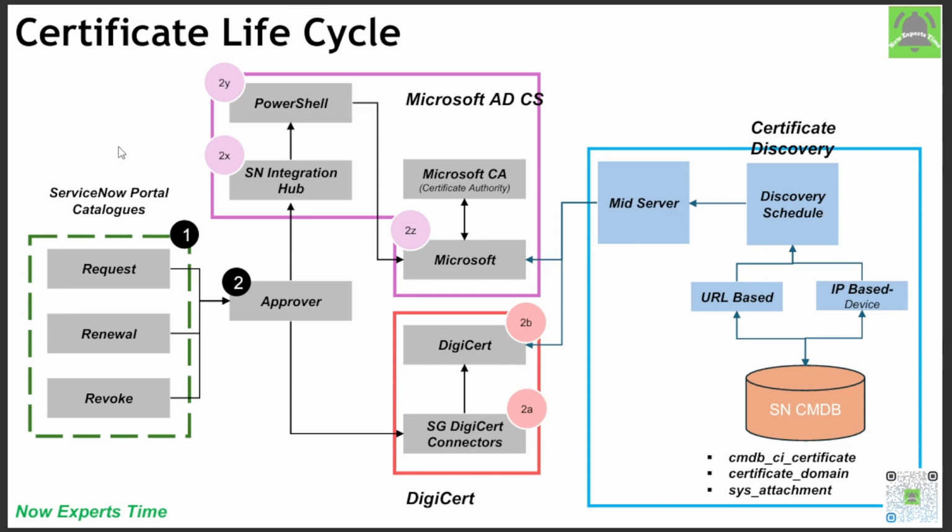Next, I'm coming to the right side and left side. The right side represents certificate discovery. The left side represents request, renewal and revoke of the certificates with the help of ServiceNow. That is the second portion. So first thing is this request, renewal, revoke. If you want to access or create this setup in ServiceNow, you need to enable the plugin. So what are the plugin details?